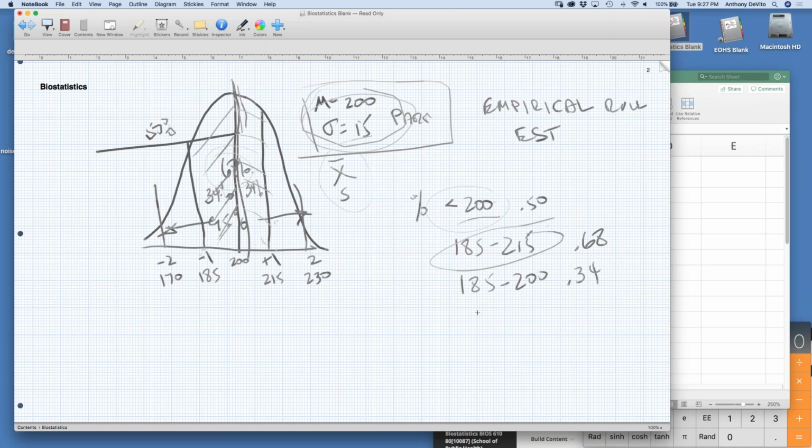What if I ask you what's the probability of picking someone that's less than 185? Well, if this is 34% and everything south of the mean is 50%, 50 less 34, what's left below here is going to be 16% of the distribution, right? 0.16.